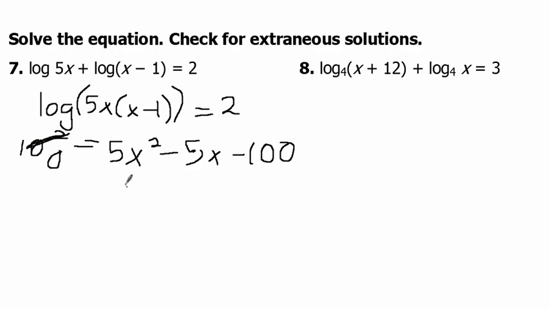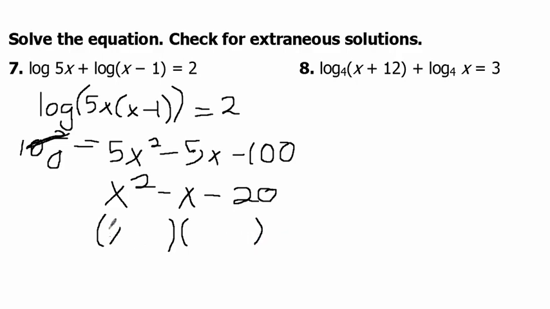Okay, I'm going to factor out a 5 because we can. And this is factorable. Factors are going to be negative 5 and positive 4. So my solutions should be 5 and negative 4. But now we need to test those things.